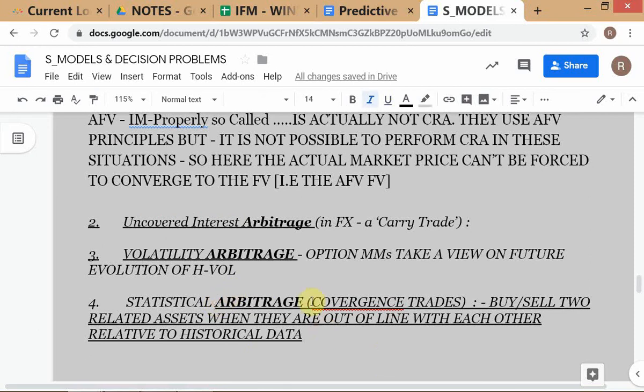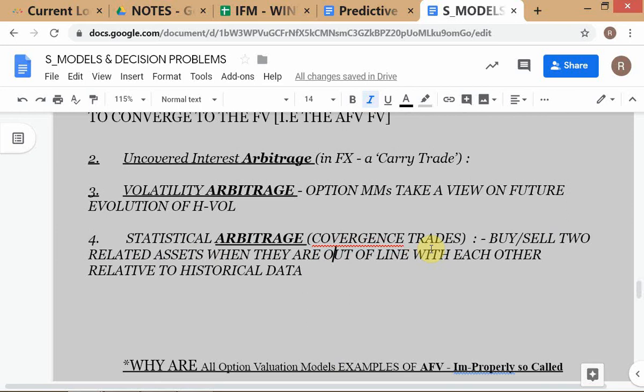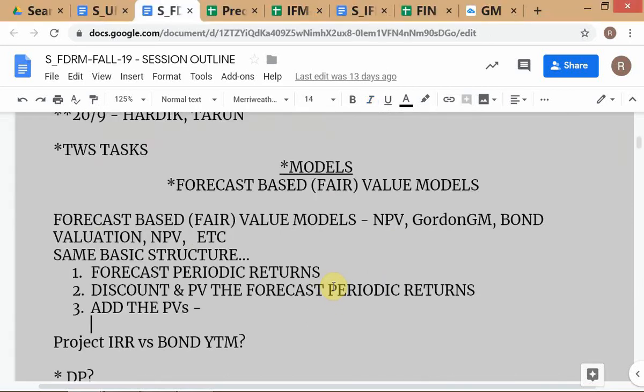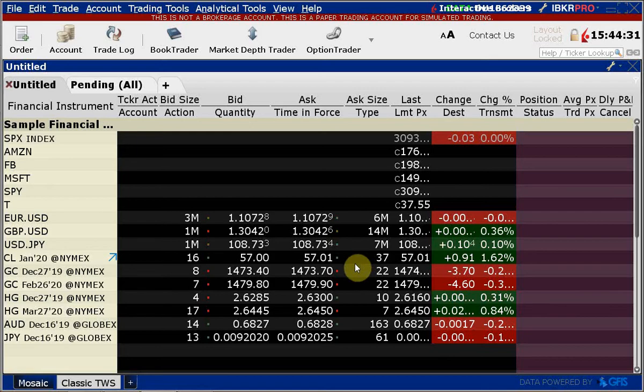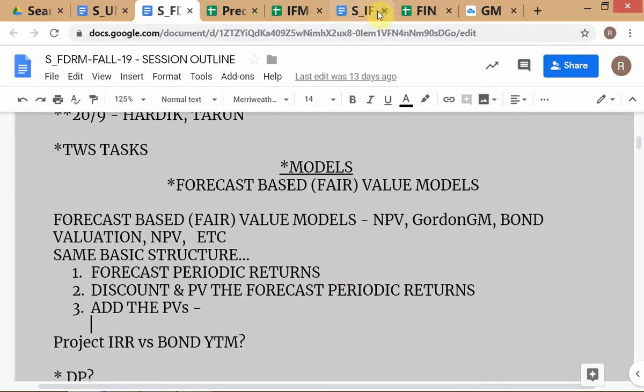Now with this, we will go back to our discussion yesterday with the NPV part. Buy, sell two related assets when they're out of line. Now you understand, based on what I've explained and what I've written here, what it is. All right, so we go back to the discussion we were having yesterday.